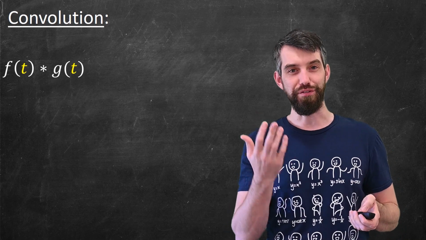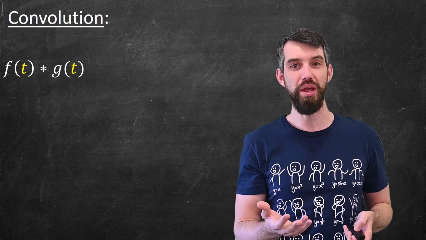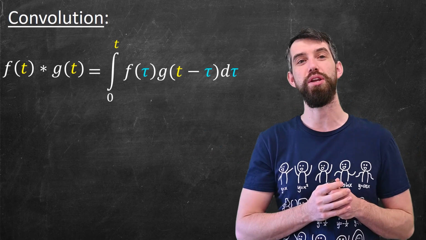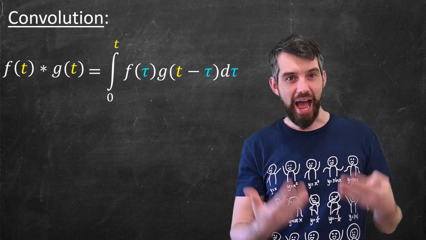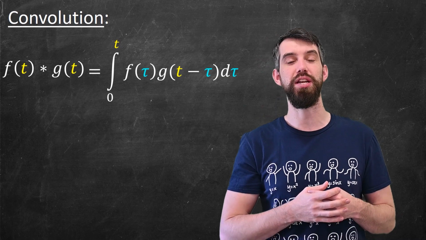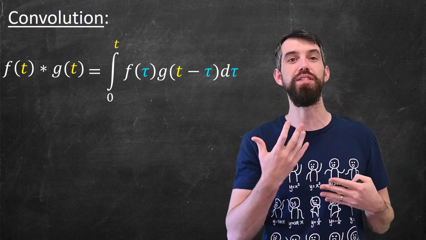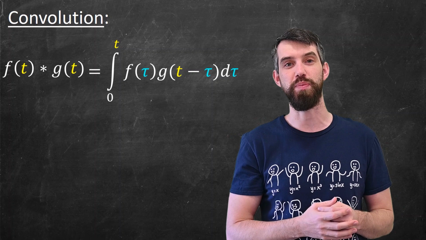The way this is defined might seem at first kind of weird. It's defined to be this particular integral. It's an integral from 0 up to t of f of tau, tau being a dummy variable of integration, times g of t minus tau, and then all integrated with respect to tau.